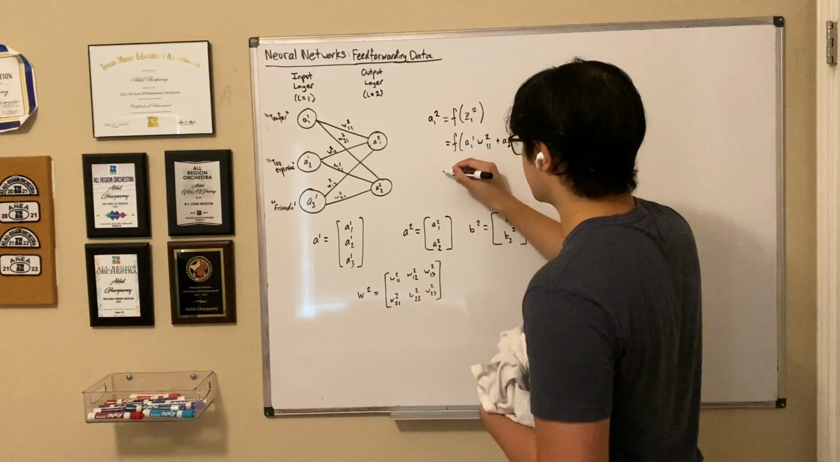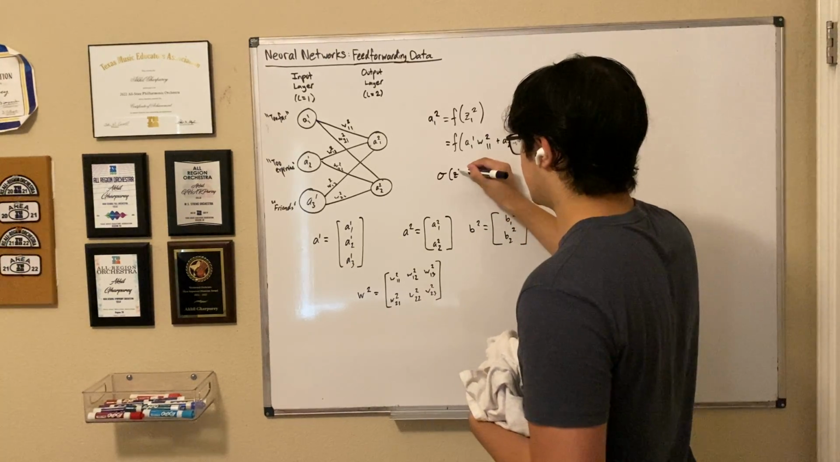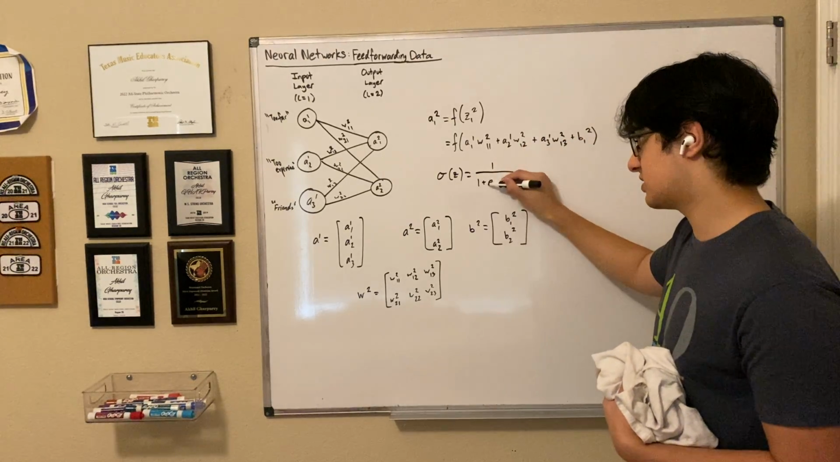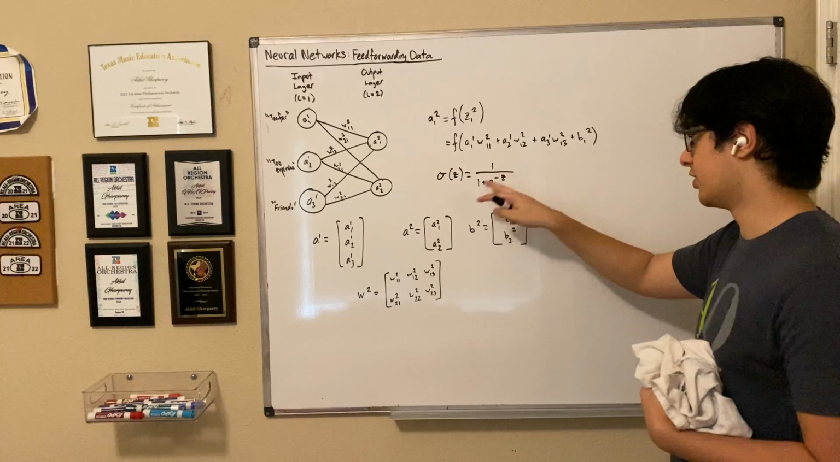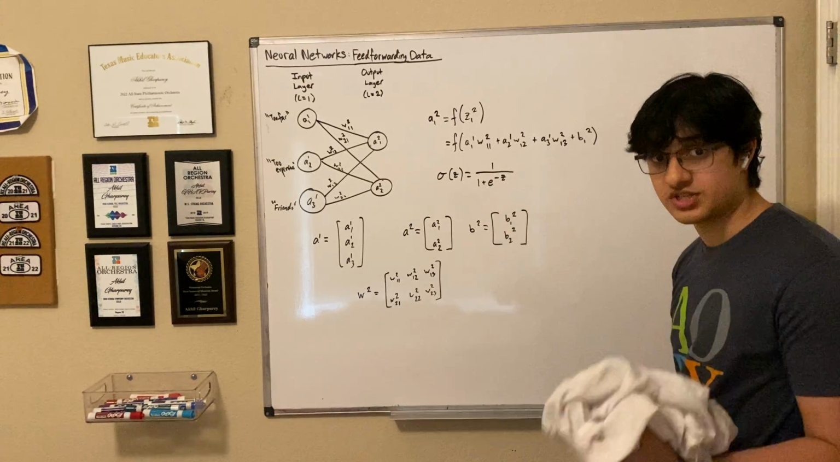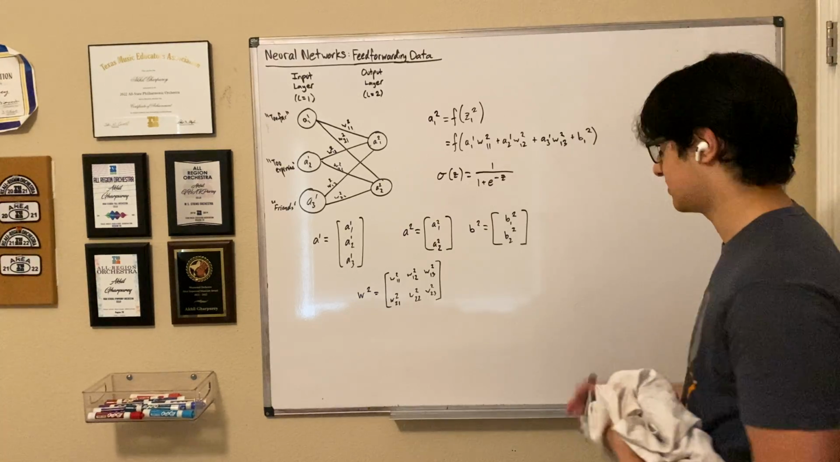So the sigmoid function we can describe as sigmoid of z, which is a logistic function. It's sort of the base logistic function you can think of. It's 1 over 1 plus e to the negative z. That is our logistic function.